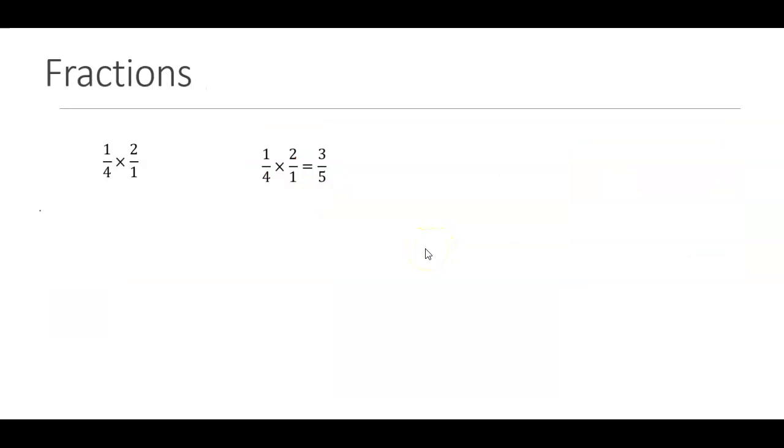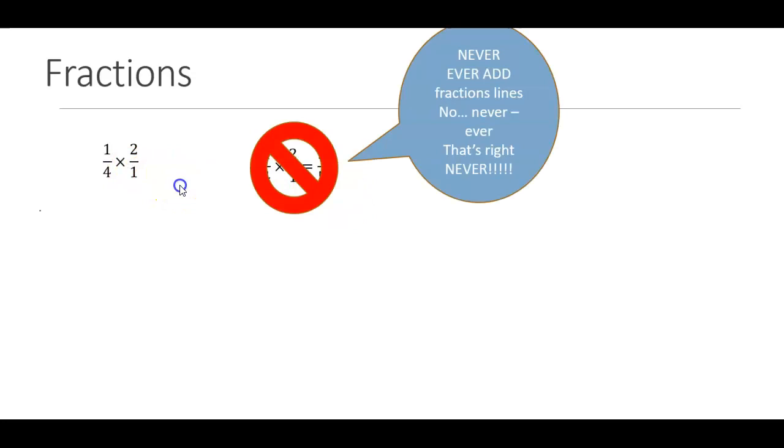Now fractions which multiply are so easy, the easiest things on the planet. What happens there? We don't do this. We don't add them. That's pretty obvious, isn't it? We multiply them. So let's go on and say we never add fraction lines. No, never. That's right, never. Okay, correct. We don't do that.